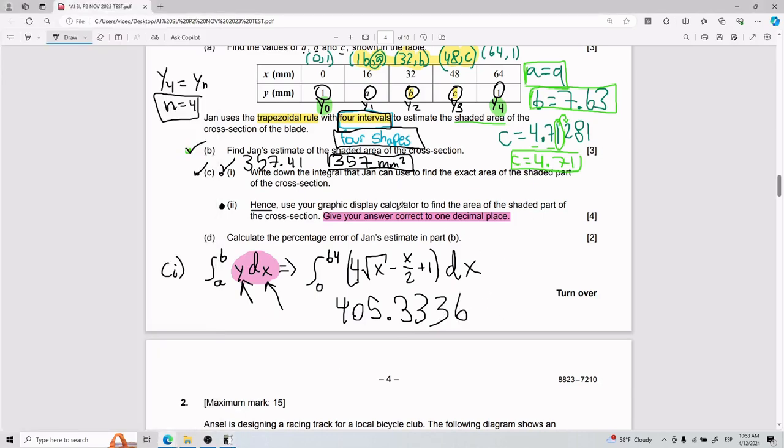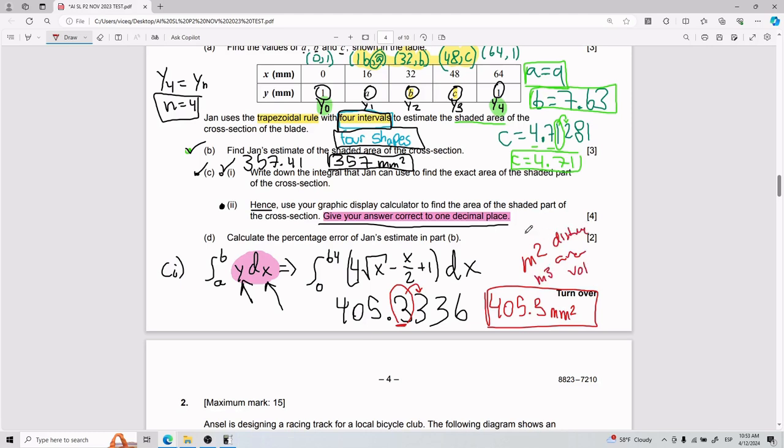Eventually 6. Now notice, they want your answer correct to 1 decimal place. So you're going to count 1 decimal place and ask, do I round this up or keep it the same? You keep it the same. And so you're going to write 405.3 millimeters squared, because we are talking about area. Area is going to be squared. Volume is going to be cubed. And distance is just going to be to the power of 1, which is the same as leaving it as m. All right, cool. So that is part C, part II.